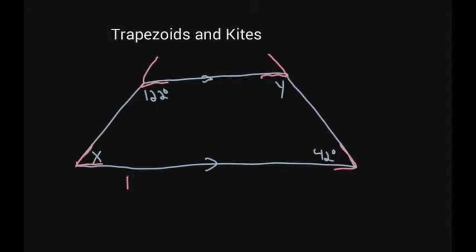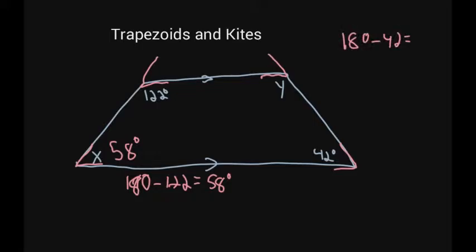So to find x, I do 180 minus 122. That would be 58. And to get y, I would do 180 minus 42, which would be 138. So that's how you find the missing angles of a trapezoid.